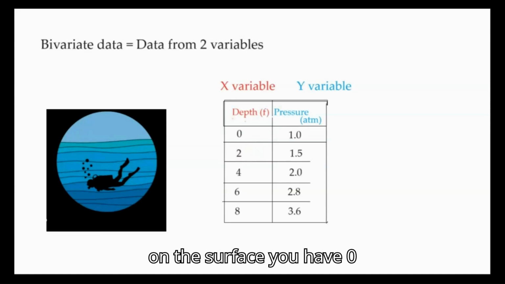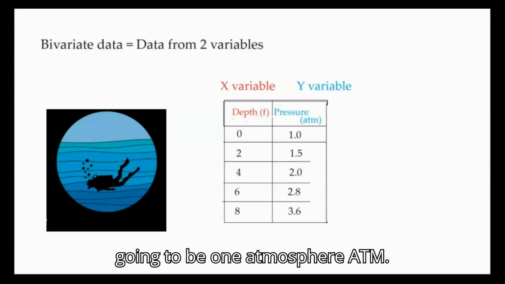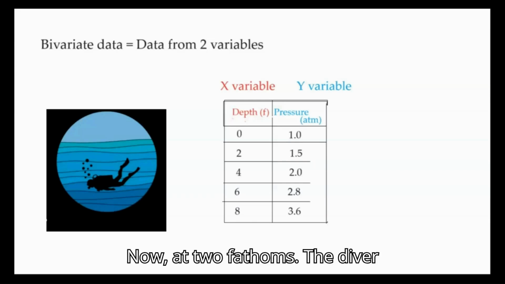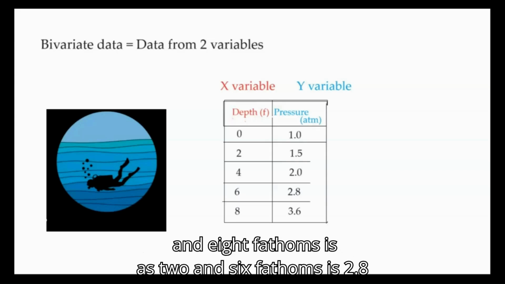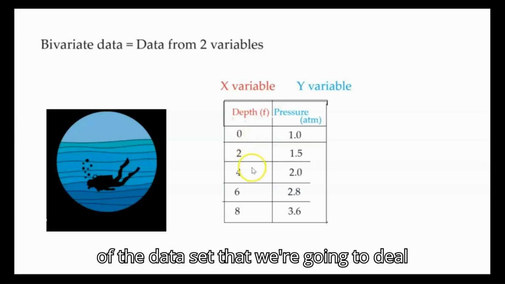So on the surface, you have 0 fathoms, which is the depth, and the pressure at that point is going to be 1 atmosphere, ATM. Down at 2 fathoms, the diver records the pressure at 1.5 atmospheres. At 4 fathoms, it's 2. At 6 fathoms, it's 2.8. At 8 fathoms, it's 3.6. This is the part of the data set that we're going to deal with.